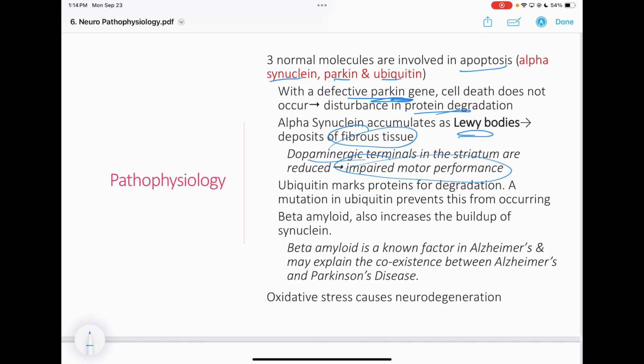The role of ubiquitin is to mark the proteins to be destroyed. So ubiquitin says, okay, that's a damaged cell. This one needs to be taken care of. But because the ubiquitin is also damaged, it doesn't say this is a damaged cell, this is a good cell. So all those damaged cells stick around because the ubiquitin is not working.